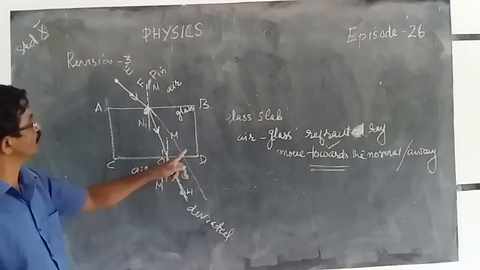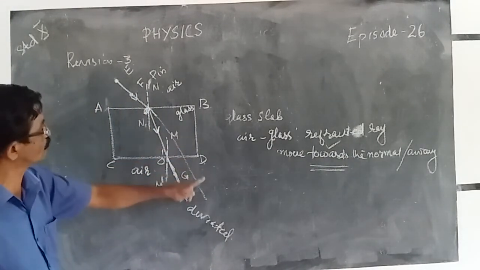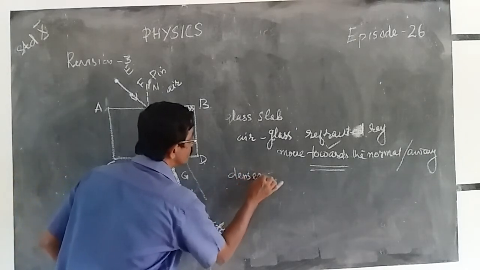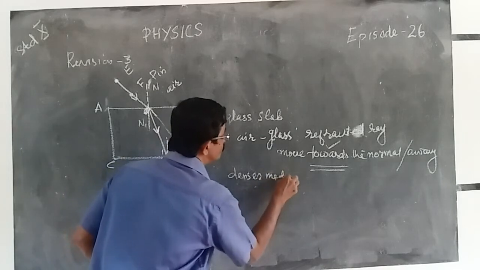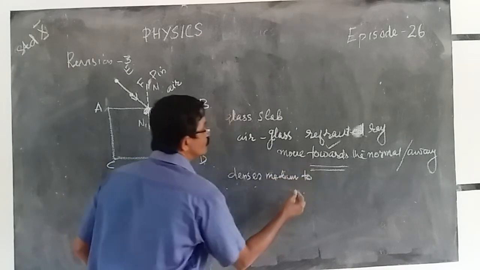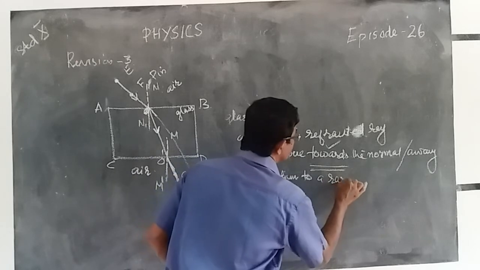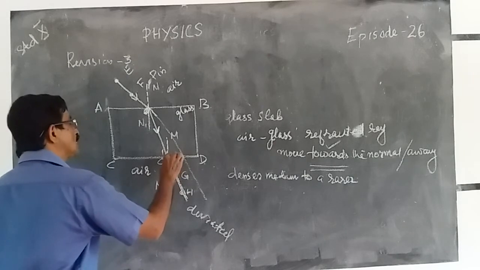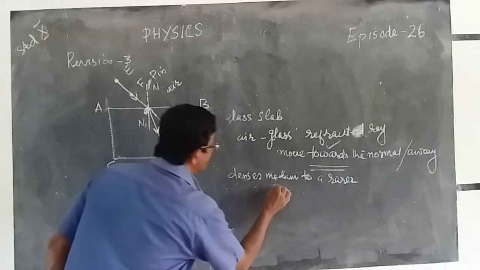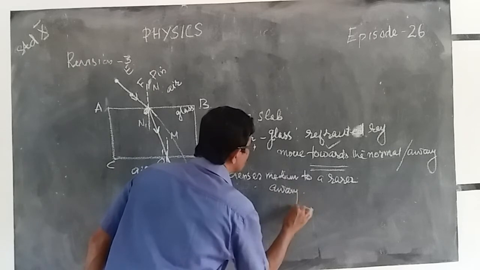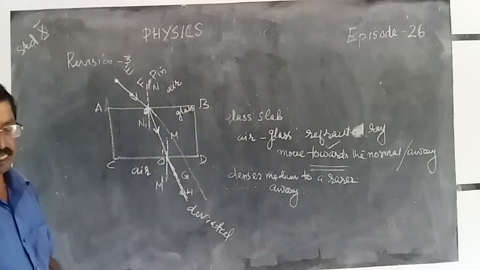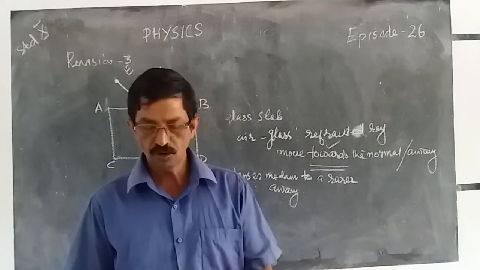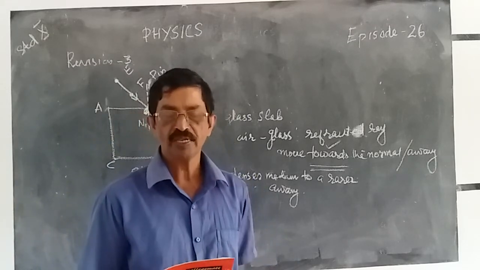Now see, light is passing from glass to air. That means from a denser medium to a rare medium. What happens to it? It bends away from the normal. That too bends away from the normal. Now, you have the answers to all these questions.